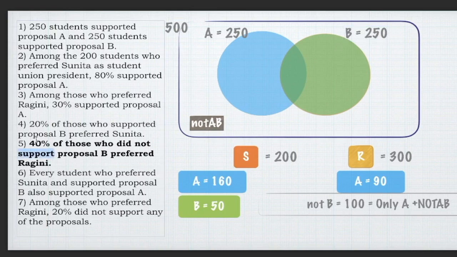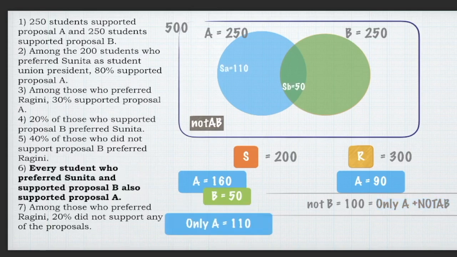And the rule says 40% of those who did not. So 40% of 250 gives me 100. So not B supporters is equal to 100. They preferred Ragini. So out of these Ragini supporters, not B is equal to 100. Furthermore, I have added as a note that this 100 is made up of only A as well as not A, B people together, right?